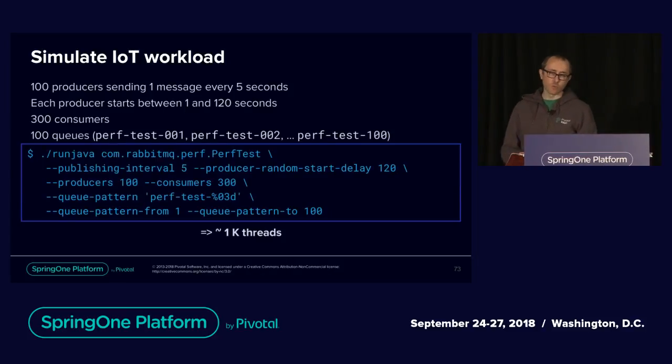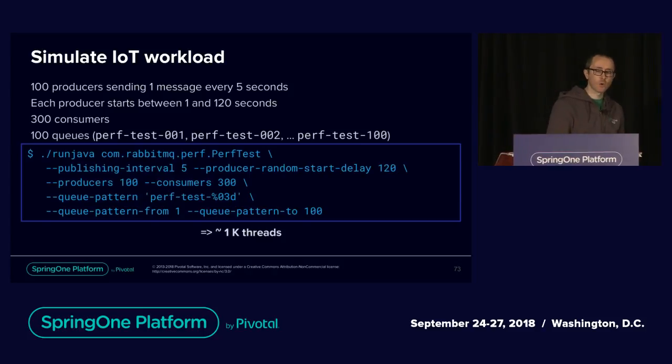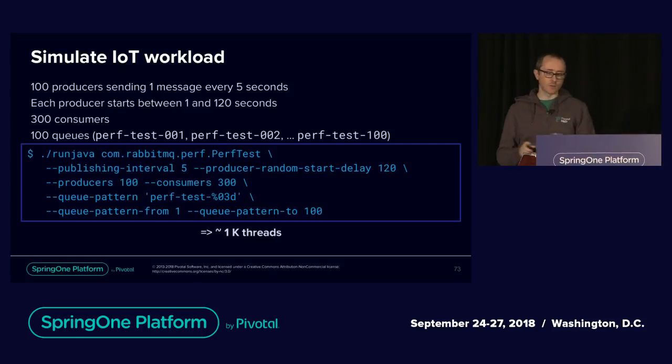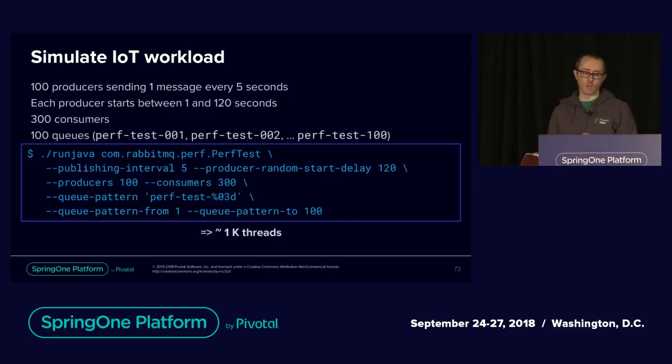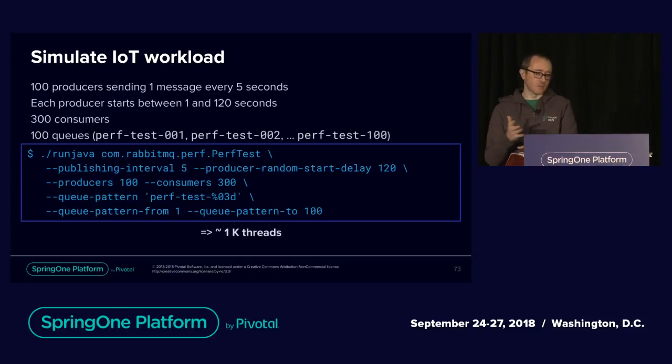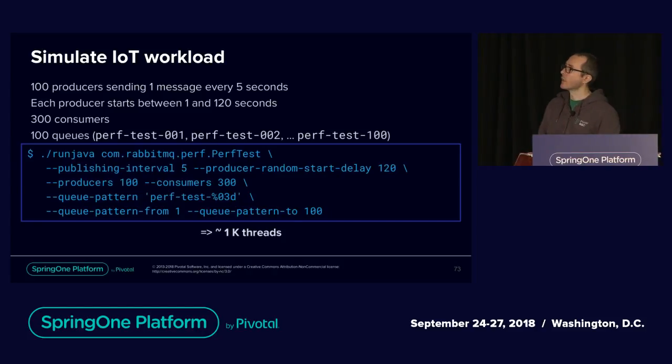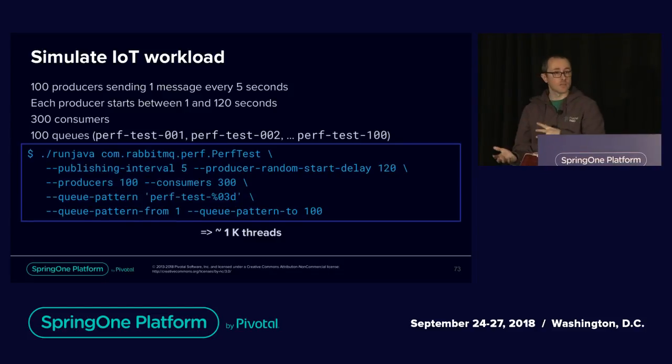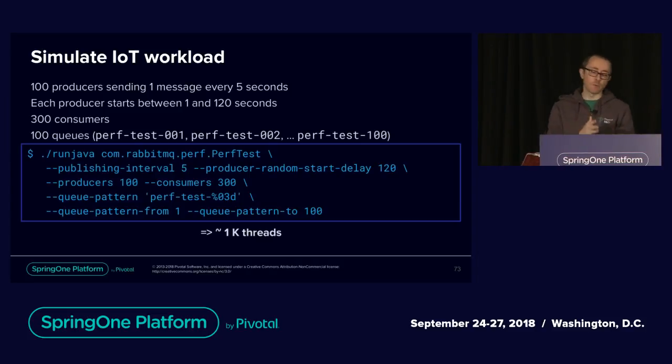So let's see how it goes with a small IoT workload. We have only 100 producers. Here the rate is quite small, 1 message every 5 seconds, sorry. So it's not a rate, it's more a frequency. We don't want all these producers to start at the same time. We don't want some kind of storm of messages. So there's a ramp-up period.